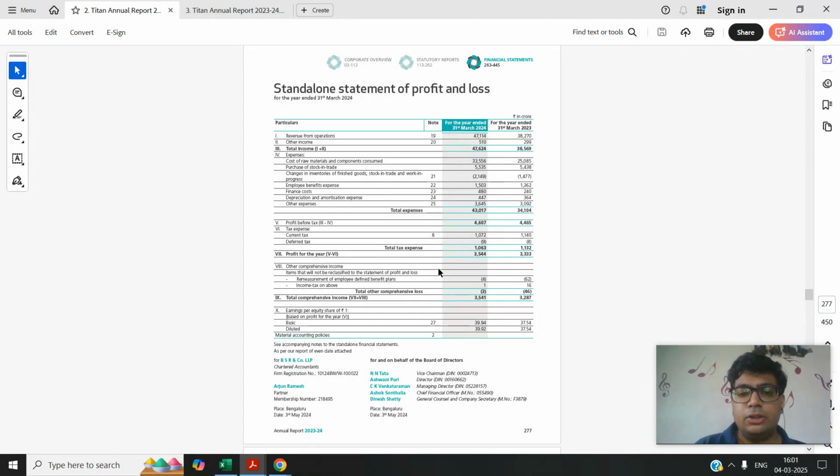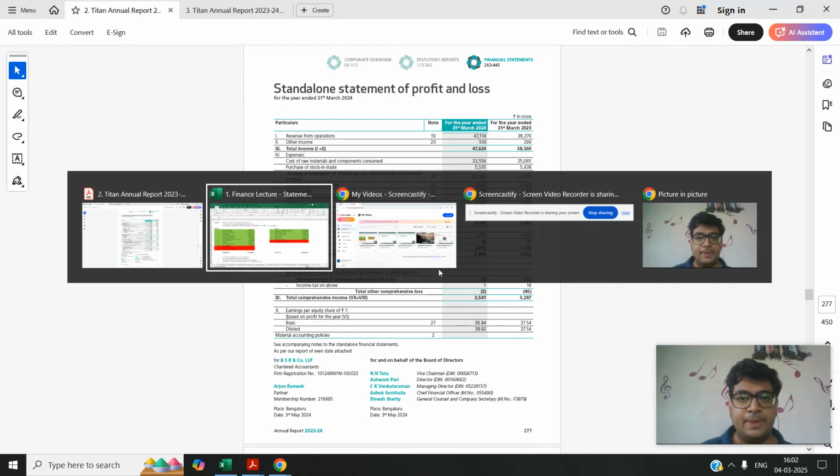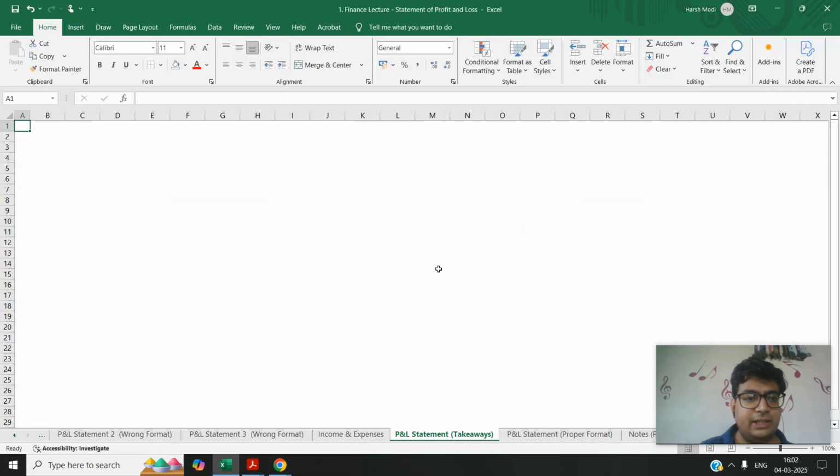First, statement of profit and loss is always a one pager document. It doesn't matter if your company is very small, having just one income source and 10 or 15 expenses, or if your company is an MNC, a conglomerate having hundreds of different income sources and lakhs of expenses. Statement of profit and loss in either case will always be a one pager document. So let me just quickly note down this takeaway here.